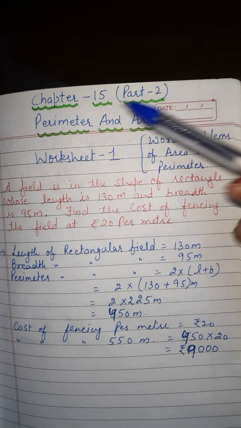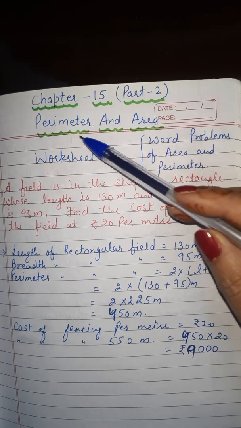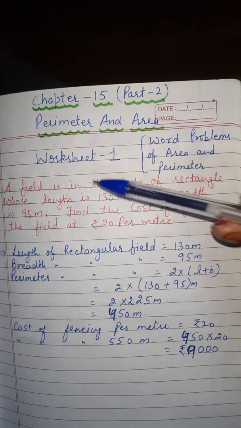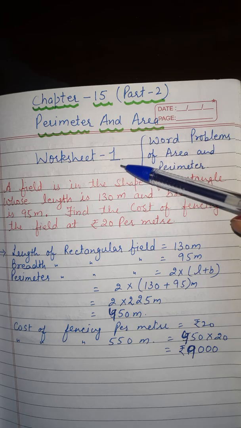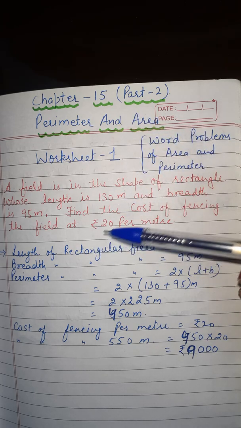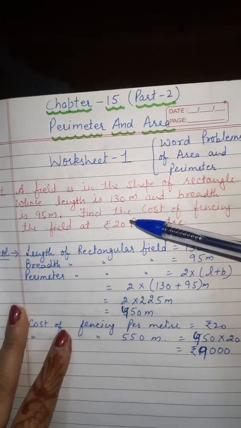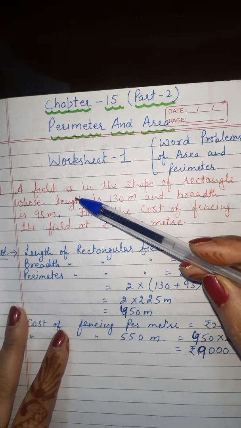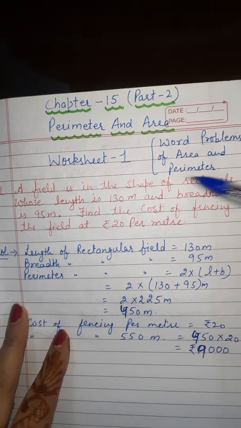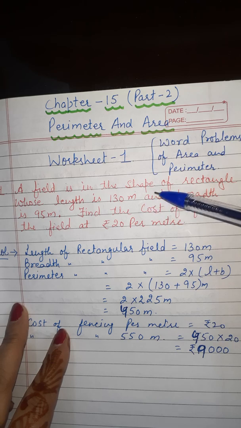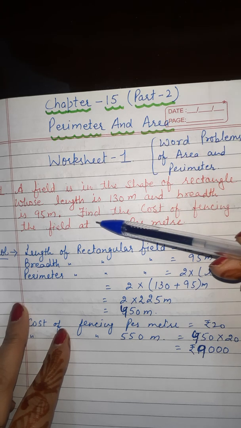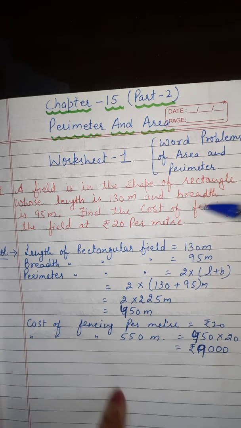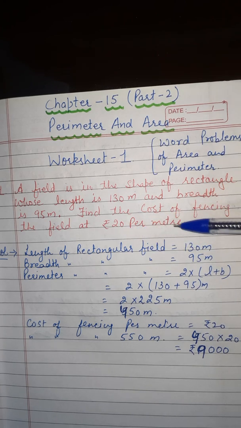Dear students, we are doing chapter 15, perimeter and area, and today we will solve worksheet 1 of this chapter. So the first question of this worksheet is: a field is in the shape of a rectangle whose length is 130 meter and breadth is 95 meter. Then find the cost of fencing the field at rupees 20 per meter.